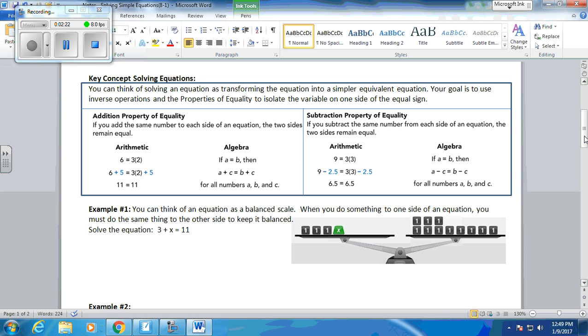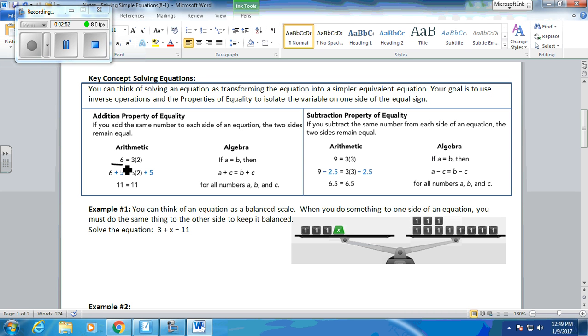Here, to remind ourselves, we have the addition property of equality, which states that if you add the same number to each side of an equation, then the two sides remain equal. They're showing us here that in arithmetic, 6 equals 3 times 2. It's a basic equation without a variable, that's fine. If you were to add 5 to both of those sides, your equation still remains equal on both sides, equal to 11.